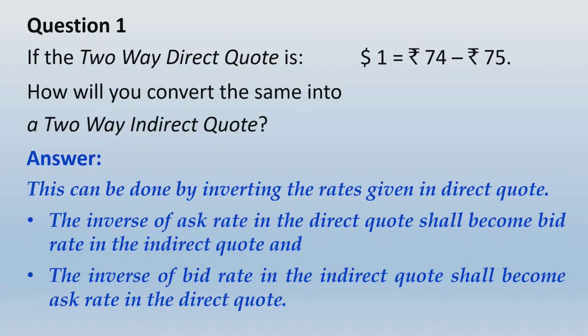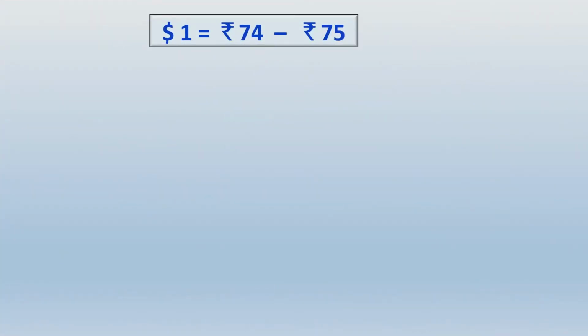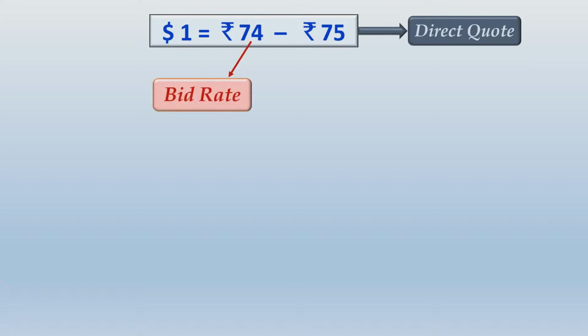So let me explain this point very clearly through this working. Now in the given example, rupees 74 to rupees 75 was the direct quote given. So this is the direct quote. Now what is the bid rate in this? 74 is the bid rate in this, 75 is the ask rate in this quote.